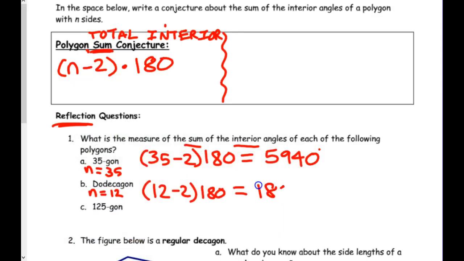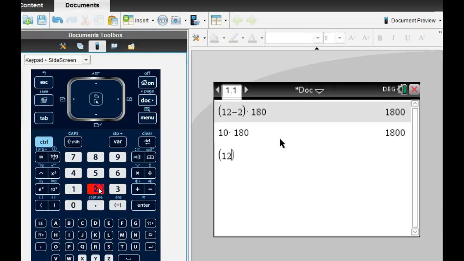So, 1800. So, 125-gon. I hope we all know how many sides are on a 125-gon, because it's in the name. 125, right? So n equals 125. So that means 125 minus 2 times 180. Parentheses, 125 minus 2 in the parentheses times 180. So I get 22,140.